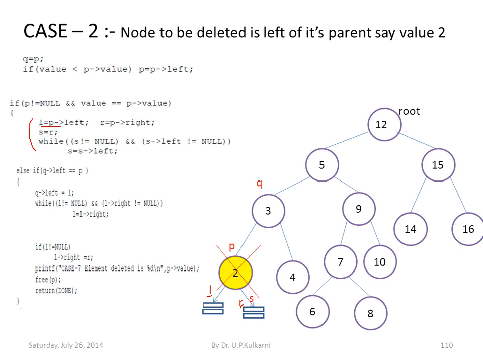L equal to P of left, R equal to P of right, S equal to R. Initially S points to this one. See that you traverse left of this tree, to the leftmost node of the tree, and let S point to that, like the case which we have considered before. In this case, there is no tree here, so S is also pointing to the place where R is pointing. Now what we do is simply make Q dot left equal to L.